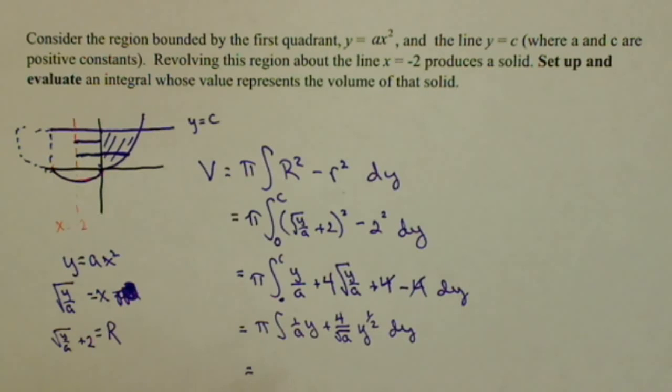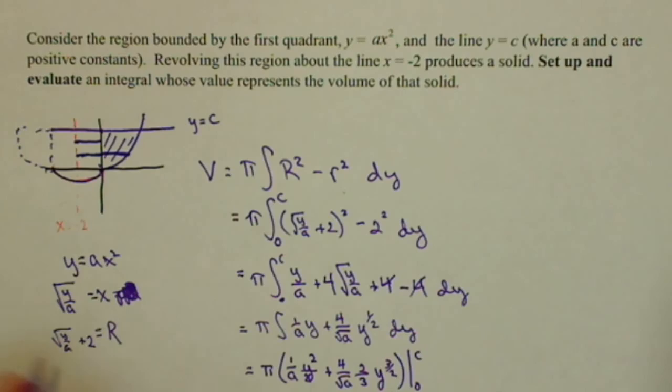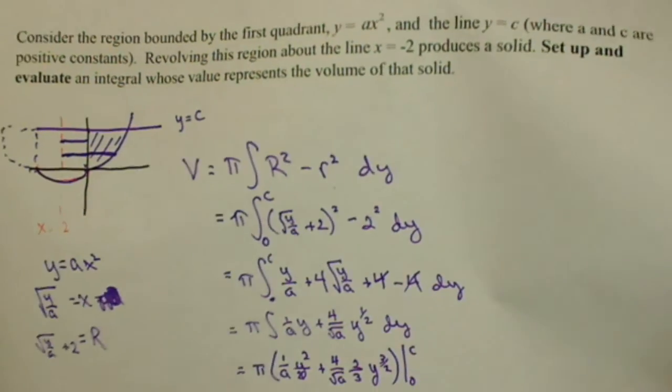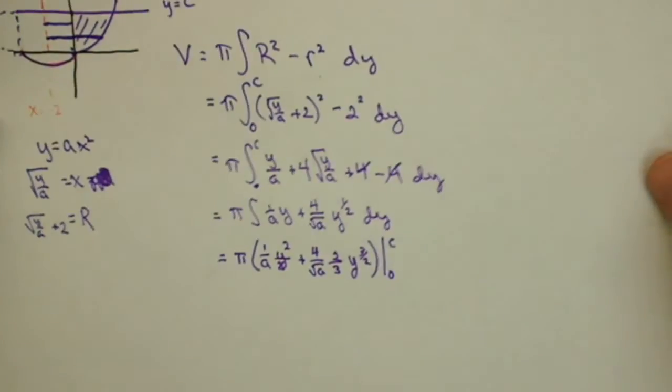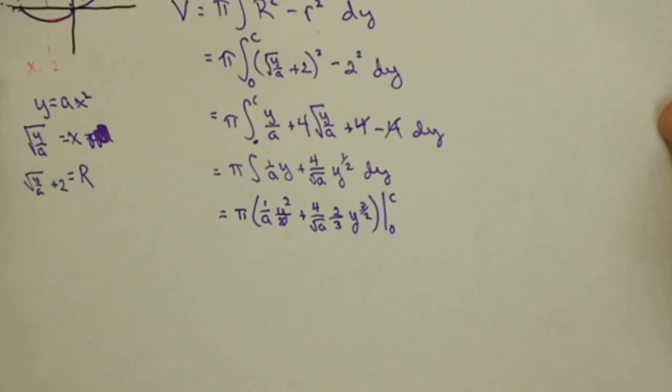Now we'll do our antiderivative, and then we'll plug our limits in and finish up. So pi. This is going to be 1 over a times y squared over 2. And this is going to be 4 over square root of a. This is going to be 2/3 y to the 3/2. And this is from 0 to c. So now what we have to do is plug in our limits and finish off.